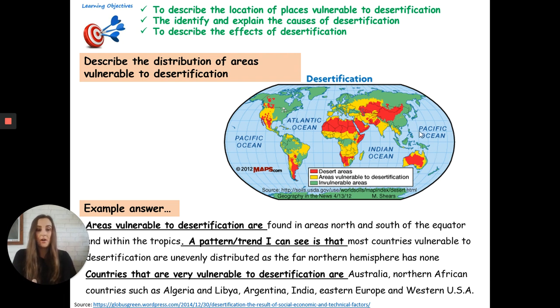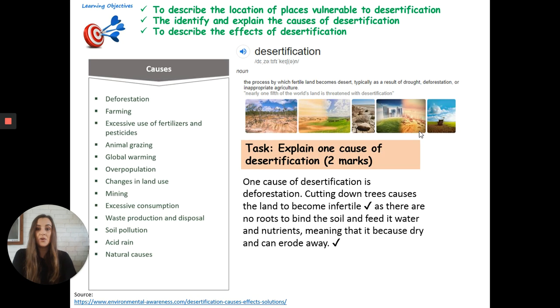Okay, moving on. So we're going to have a look at some causes of desertification now, and I've kept the definition on there if you need to keep referring back to it. Down the left-hand side, you'll see lots of different causes of desertification, and the task I want you to do now is to explain one cause of desertification, and that'd be typically worth 2 marks. So I've given you an example here. Sorry, I've just picked the top one if you were going to pick that one.